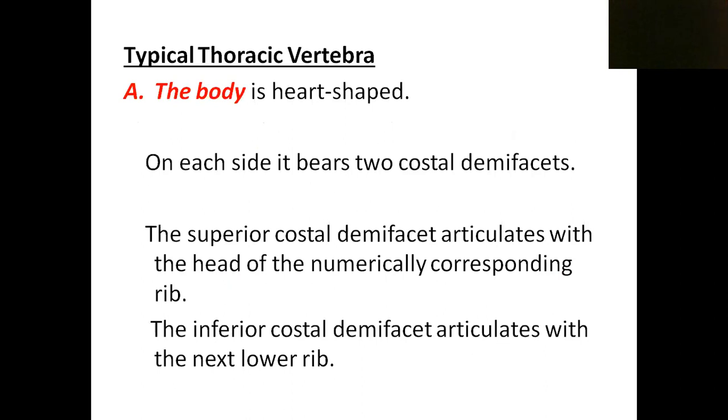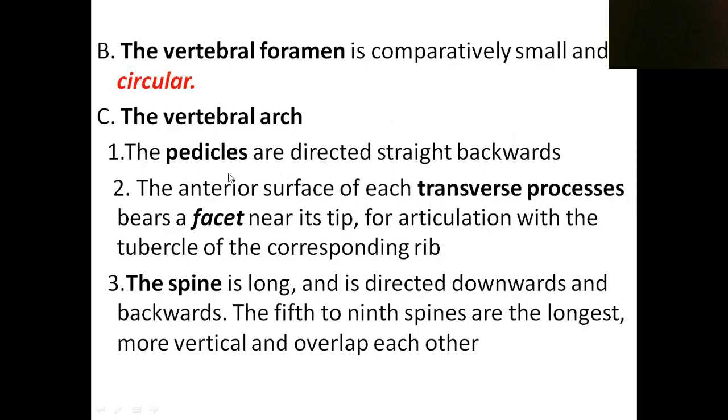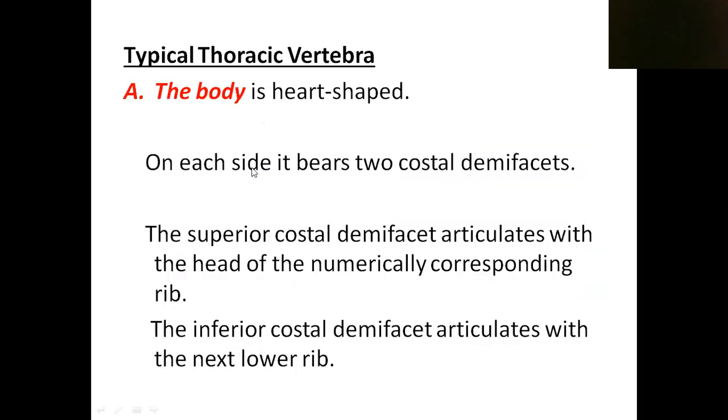Being a vertebra, it has a body, a vertebral arch, and the vertebral foramen. See here the body, which is heart shaped. Almost a heart-shaped body. Then on each side, it has a costal facet. Costal facet means an articular facet for the corresponding ribs.